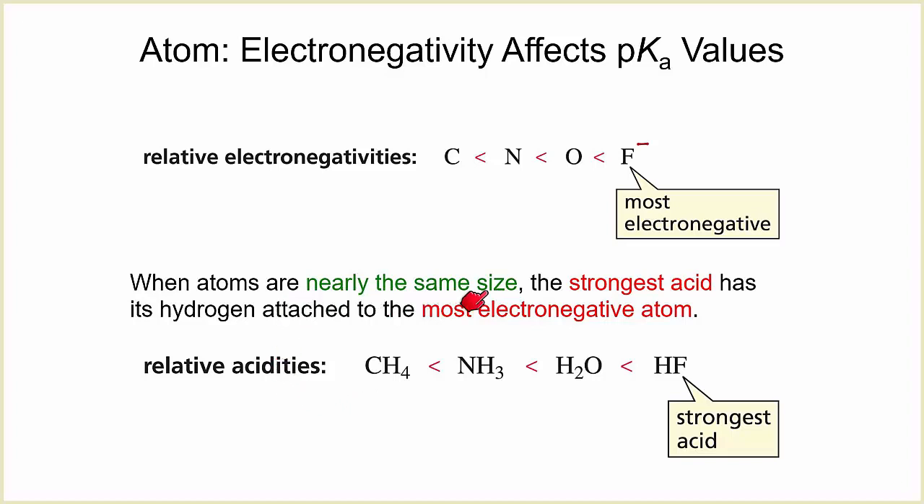When they're nearly the same size, the strongest acid has the most electronegative atom. So fluorine is more electronegative than oxygen, so HF is stronger than H2O. Oxygen is more electronegative than nitrogen, so H2O is stronger than NH3. And then CH4 is the weakest because carbon has the lowest electronegativity of all these groups.